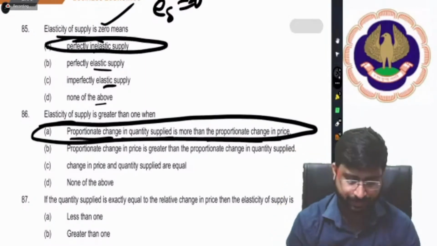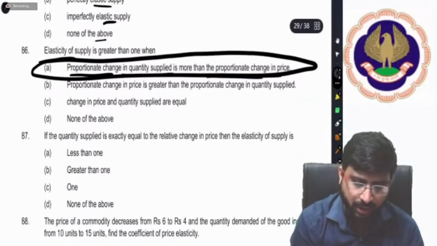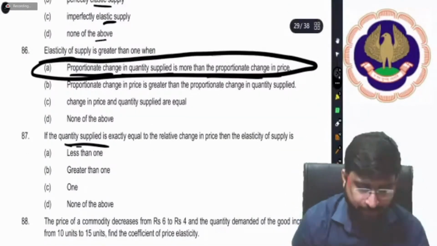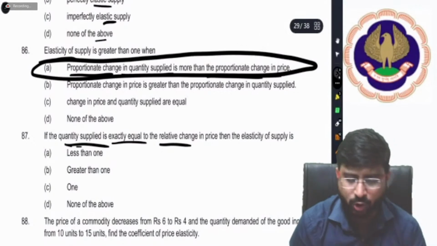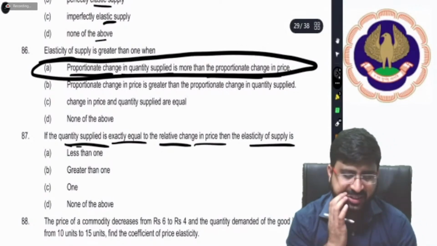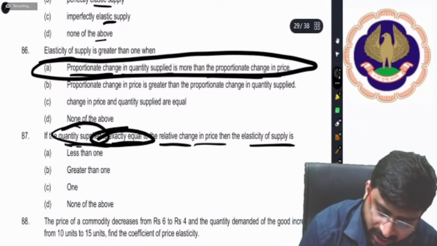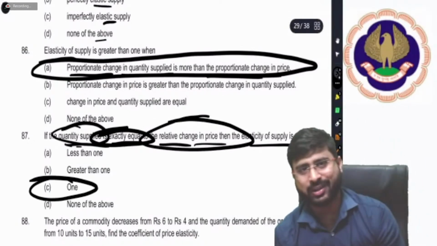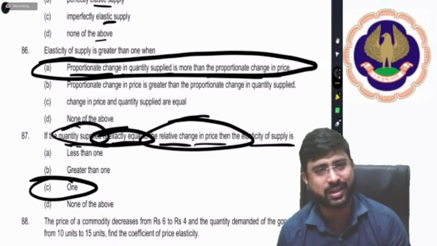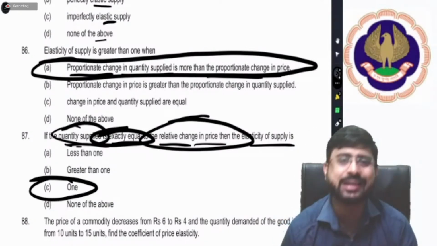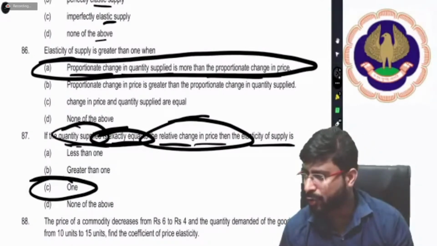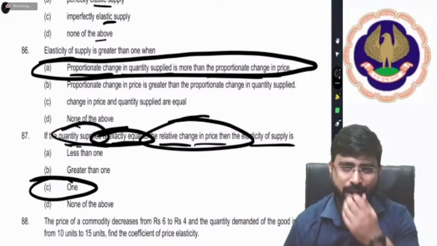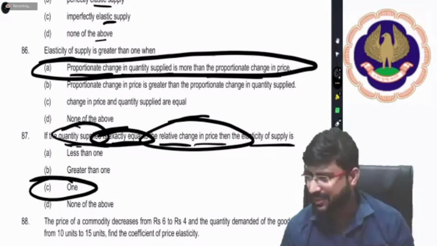Achha, answer this one. If the quantity supplied change is exactly equal to relative change in price, then elasticity is. So if change in quantity supplied is equal to change in price, it will be equal to 1. Unitary elastic supply, as we call it. I hope all of you remember that. Yes, sir, we do remember.